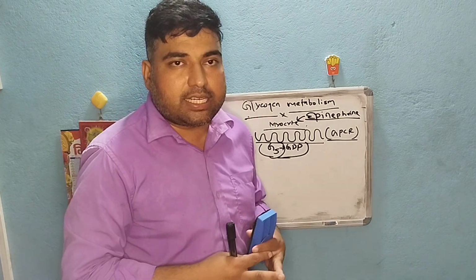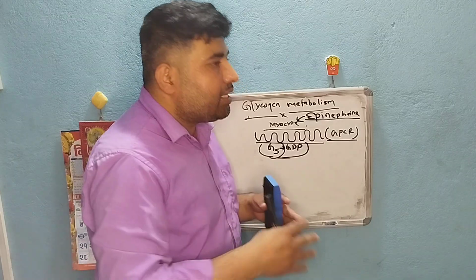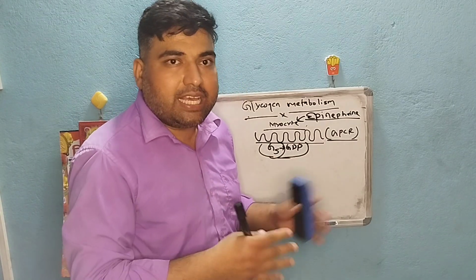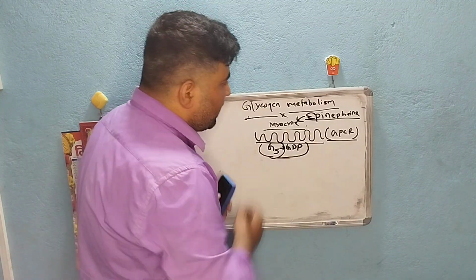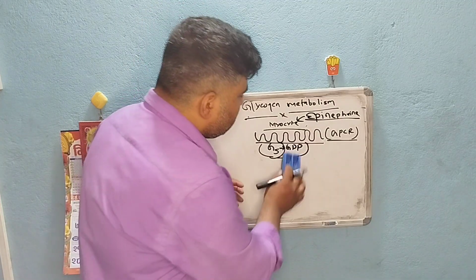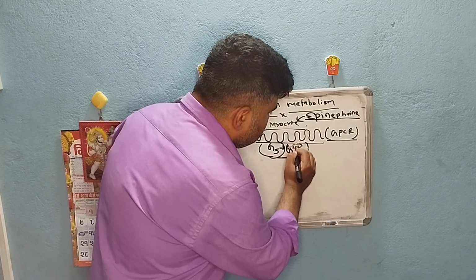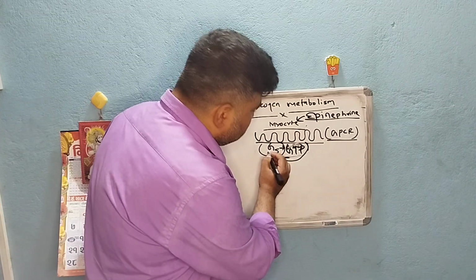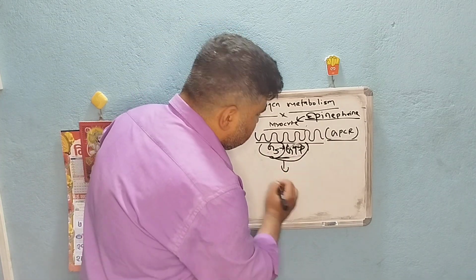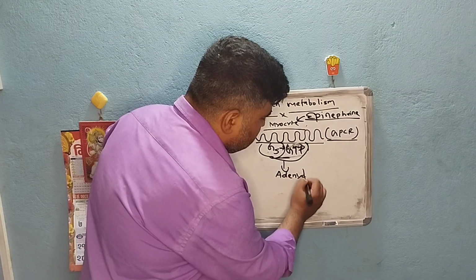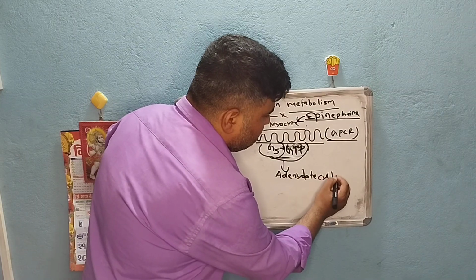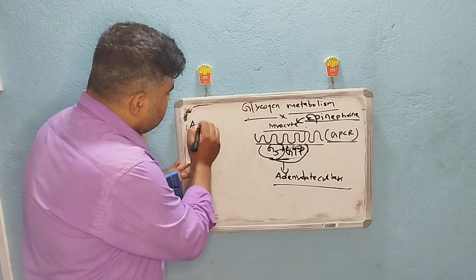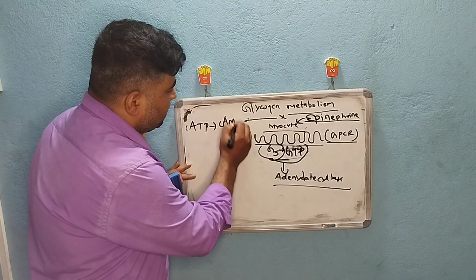In the inactivated state, that means when there is no hormone binding to its receptors, the Gs forms a complex with GDP and remains inactive. But after binding of the hormone to its receptors, this GDP is replaced by GTP. The binding of this Gs-GTP complex activates the enzyme adenylate cyclase. The adenylate cyclase enzyme converts ATP into cyclic AMP.